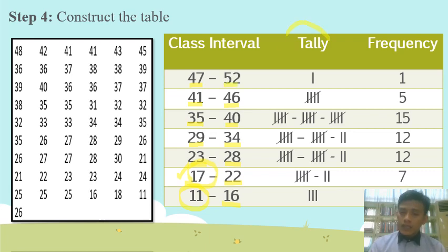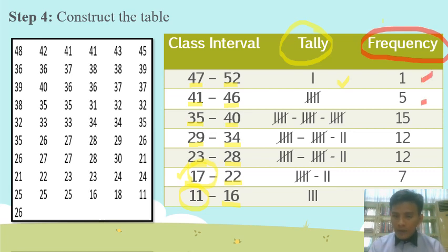Then we do the tally. We tally all the given data for this column. So 48 found here, then so on. You do the tally. Then you count the number of tally, and that will be the frequency. So the number of tally for this row is 1, 5, 15, 12, 12, 7, then 3.